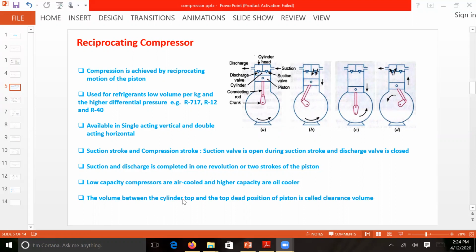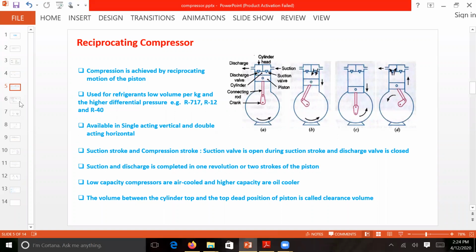The volume between the cylinder top and the top dead position of the piston is called the clearance volume. If this is your top position, this volume is the clearance volume. It is similar to your IC engines, if you have studied them.